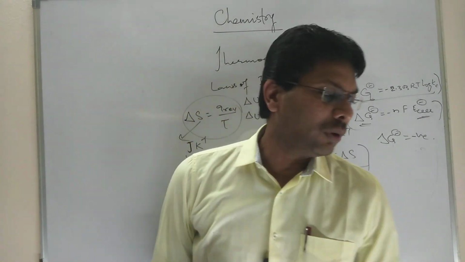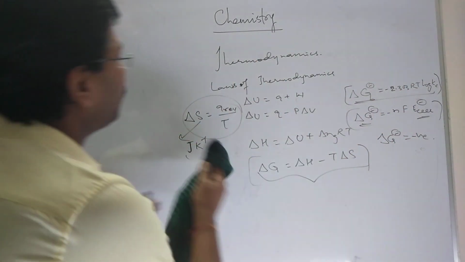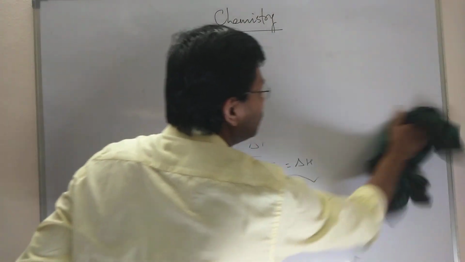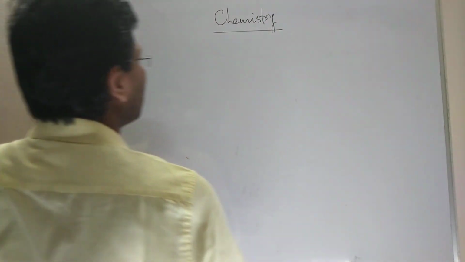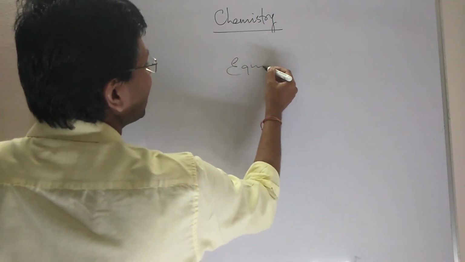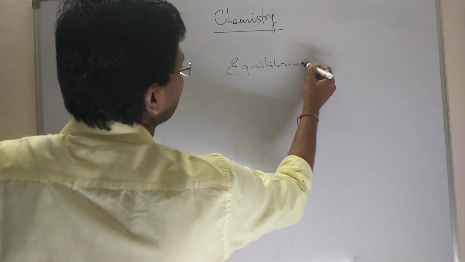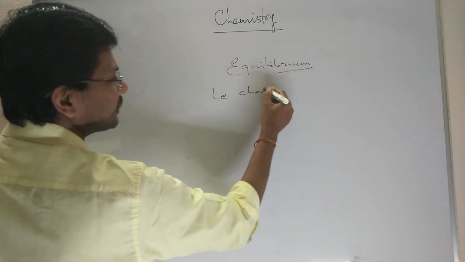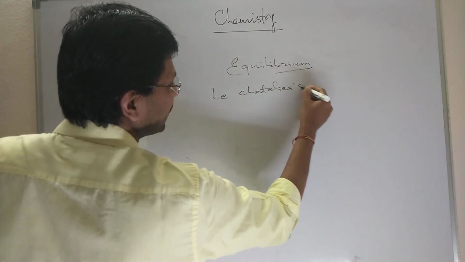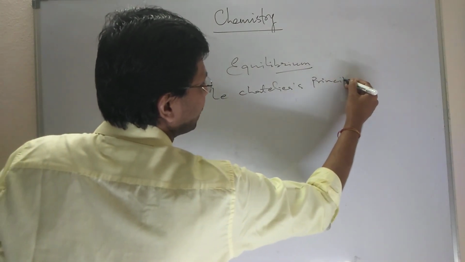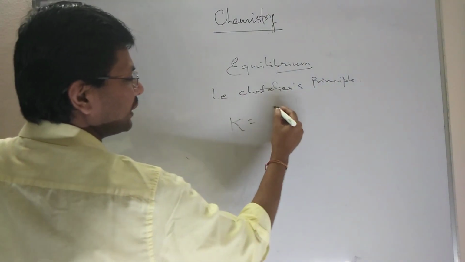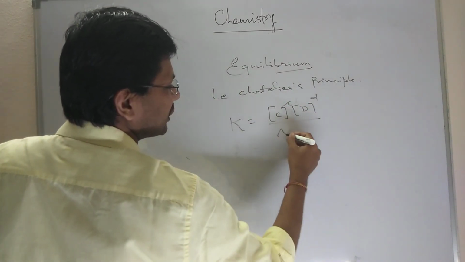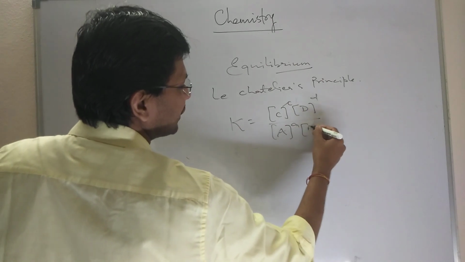Now coming to equilibrium. The major chances are that they can ask you simple calculations based on equilibrium, like a simple Le Chatelier's principle application, or a simple calculation based on the equilibrium constant: equal to concentration of C raised to the power c, concentration of D raised to the power d, upon concentration of A raised to the power a, concentration of B raised to the power b.